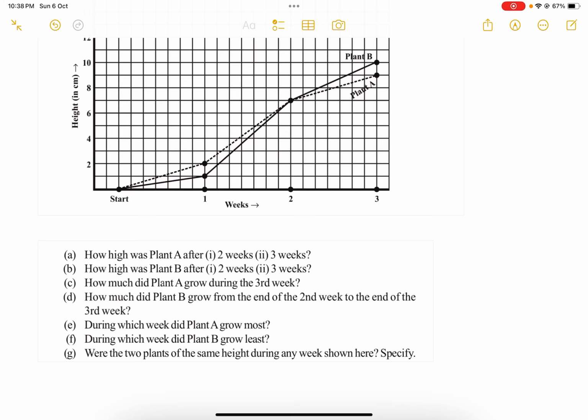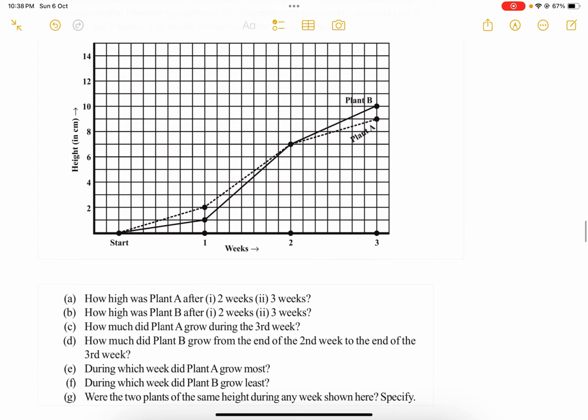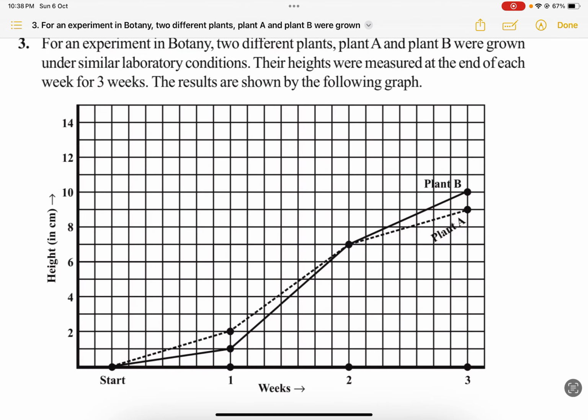Okay. During which week did plant A grow the most? Now from 0 to 1, the first week, it has grown only a little, 1 centimeter only. From the first to the second week, how much has it grown? From 1 centimeter to 7 centimeters. Understood? That means it has grown 6 centimeters in the second week. And from 7 to 10 centimeters, that means it has grown 3 centimeters in the third week.